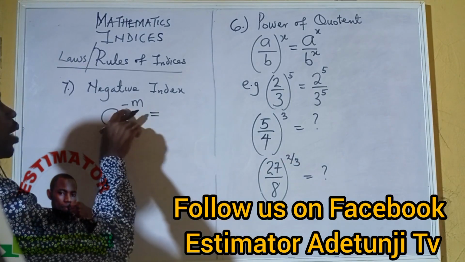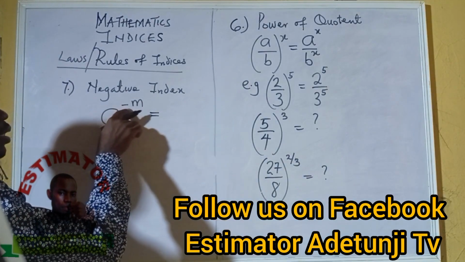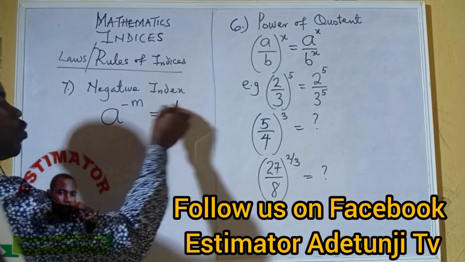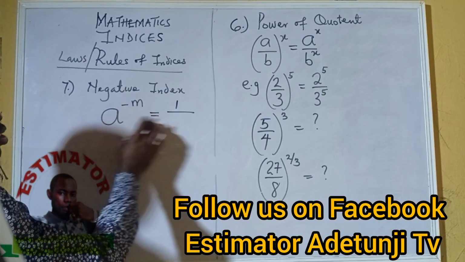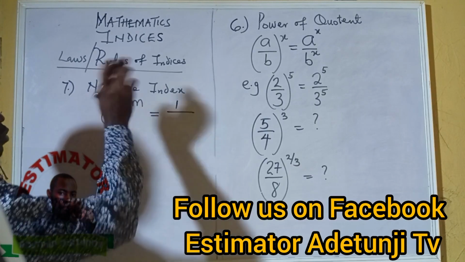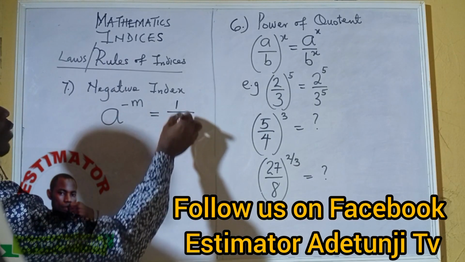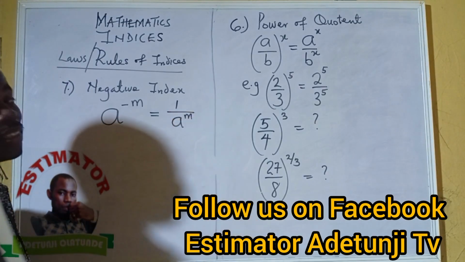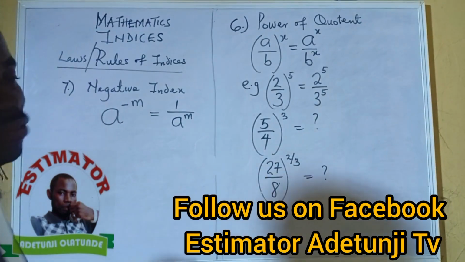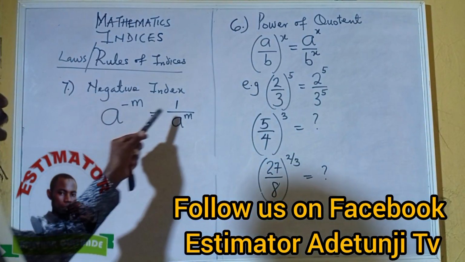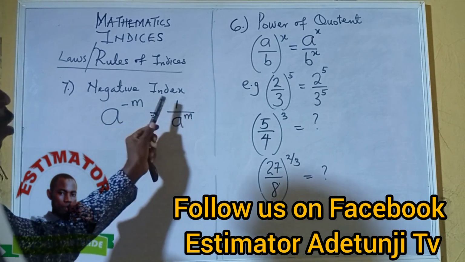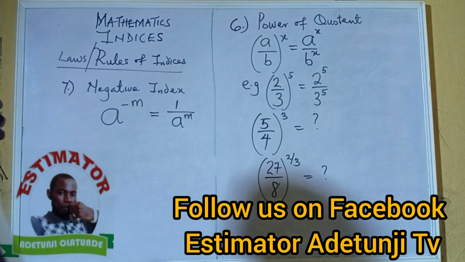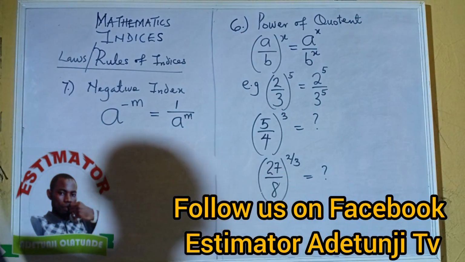The result says, look at this negative sign. The negative sign becomes 1 over. Once you have removed the negative sign, what remains there is what you're going to put down there. Now I've removed the negative sign, I'm going to have this as my result, and that's the answer. Very simple. Negative index becomes the inverse of the item without the negative sign.